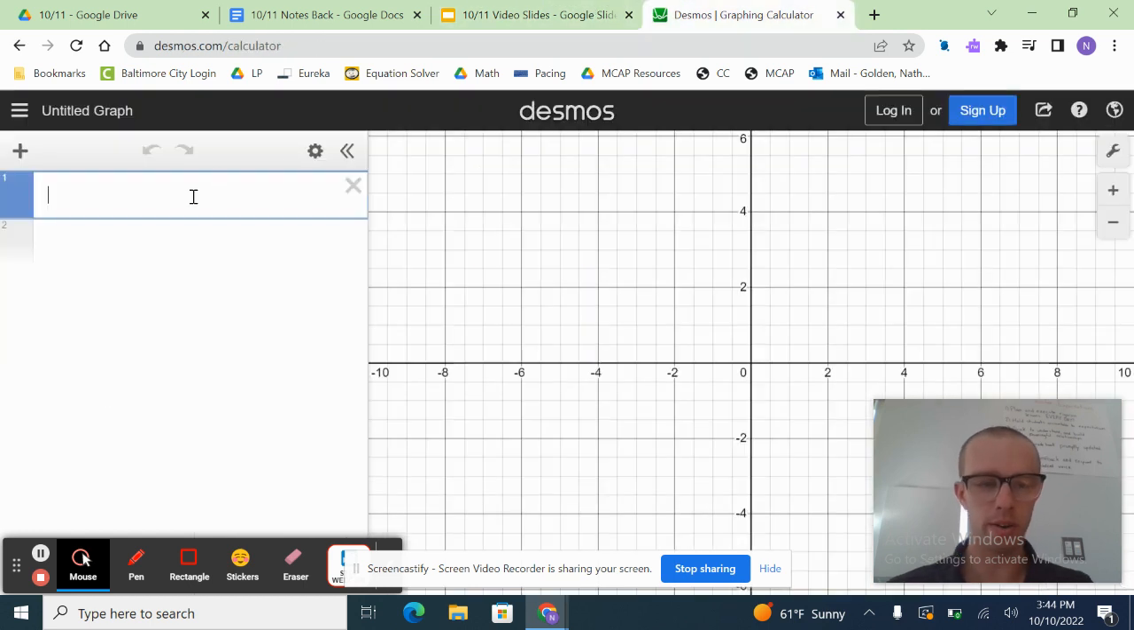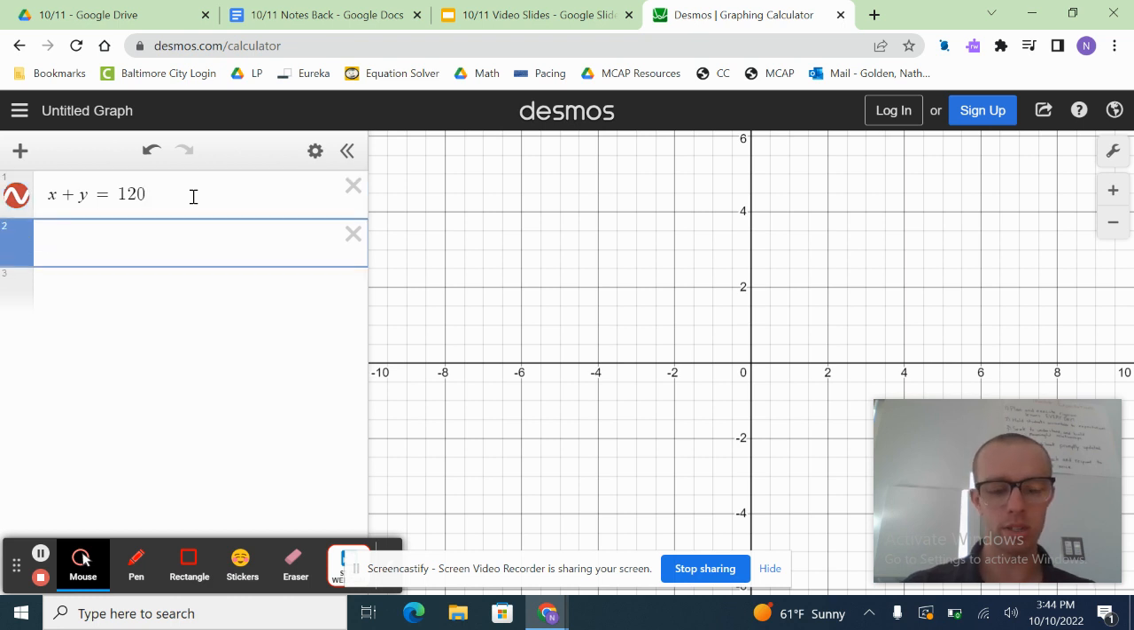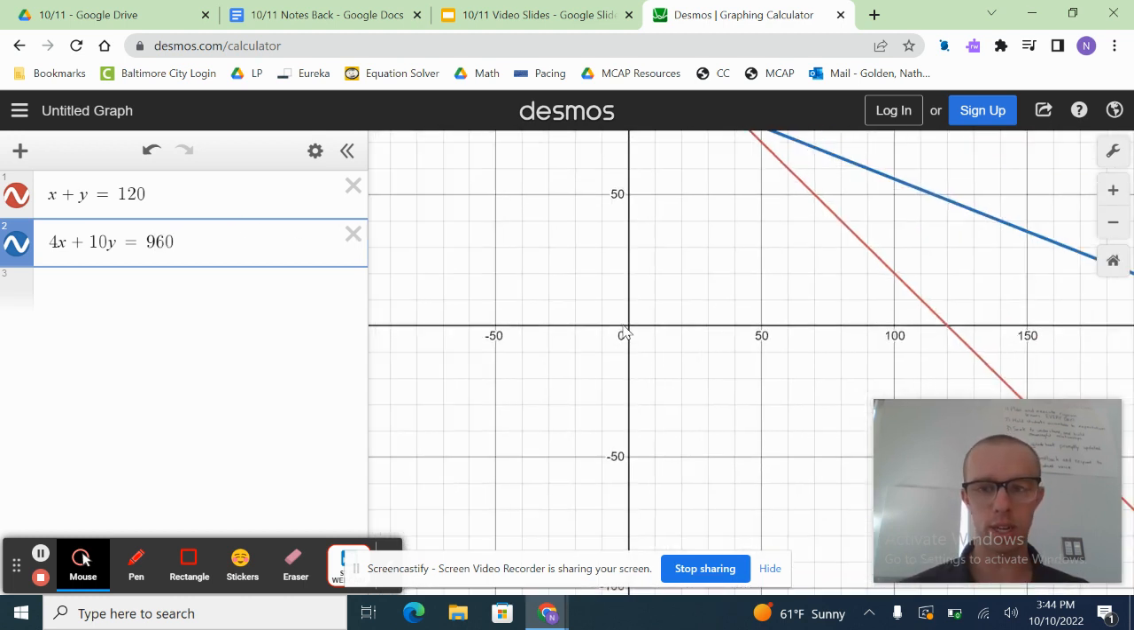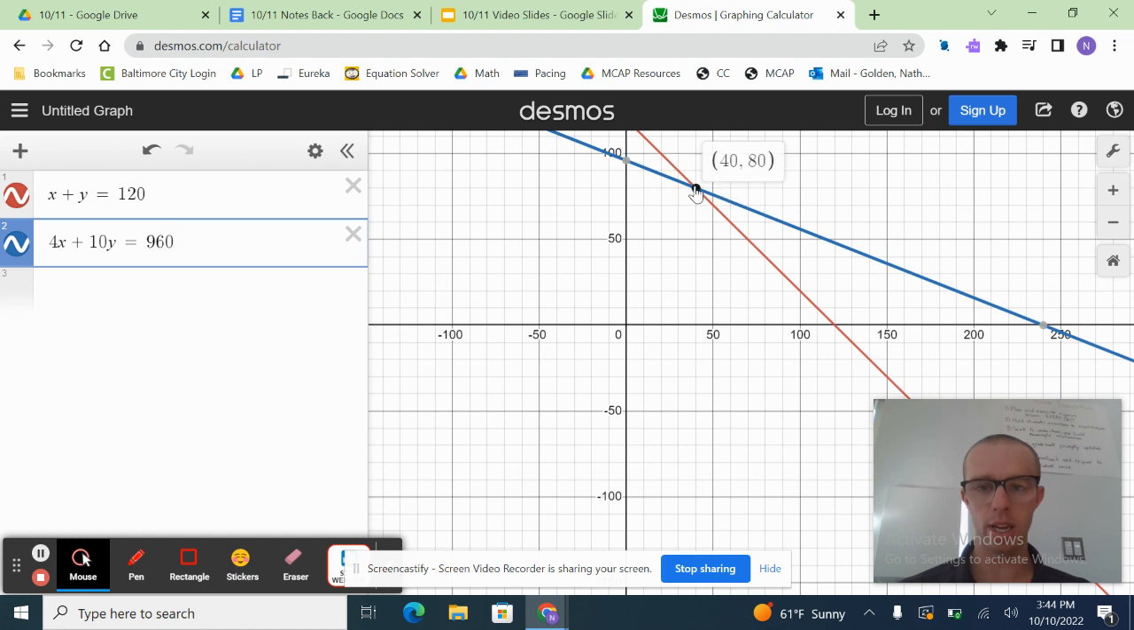I don't know why the writing went away. Hopefully it's still there. I remember the equation. So I had X plus Y equals 120. That's the amount of student tickets plus the amount of adult tickets. And 4X plus 10Y equals 960. So X is the amount of student tickets, and Y is the amount of adult tickets.